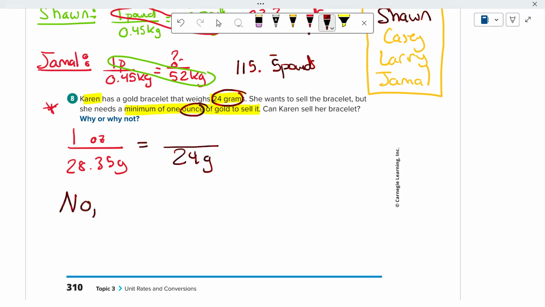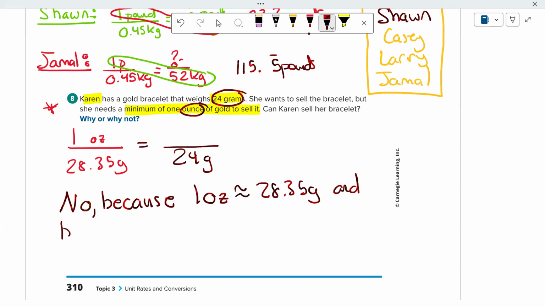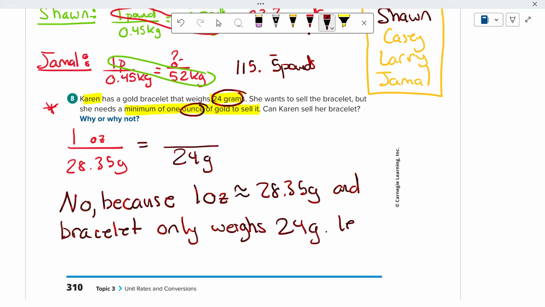So I'm already going to write no because 1 ounce is approximately 28.35 grams, and her bracelet only weighs 24 grams, which is less than an ounce. Okay, that was actually a lot easier than I thought it was going to be, to be honest with you. So that was pretty straightforward.